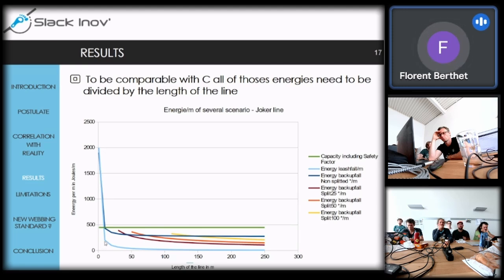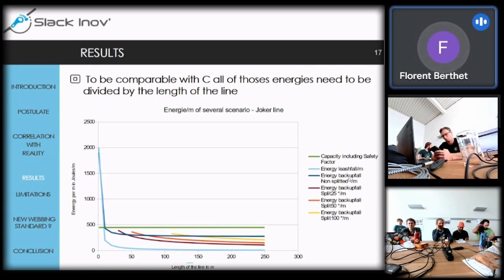And the light blue curve is the one that is going really low below the line. The light blue curve is the energy of the leash fall. Let me start with the presentation of the curve. Below on the axis, you can see the length of the highline setup, starting from 0 and going up to 300 meters long. And on the vertical axis, you have the energy per meter in joules.